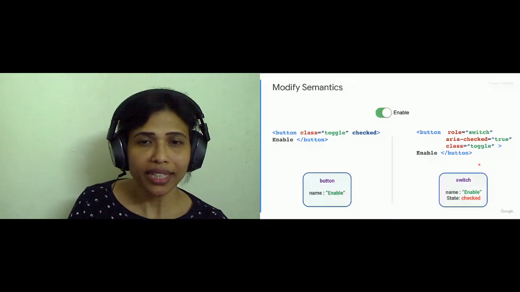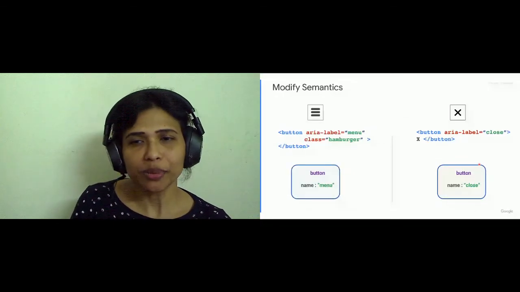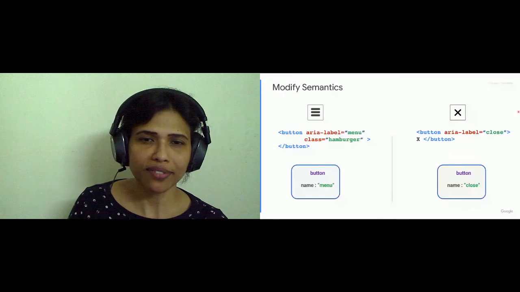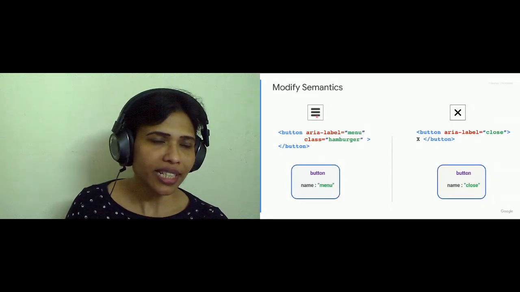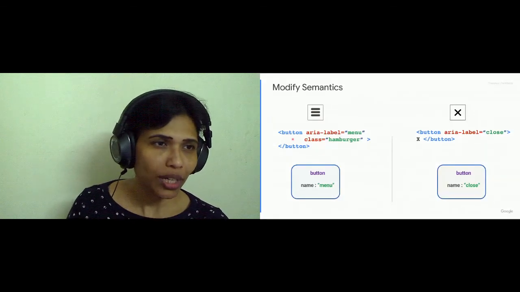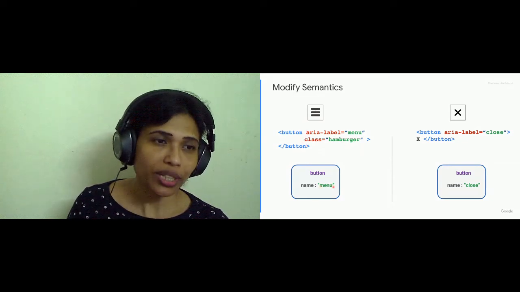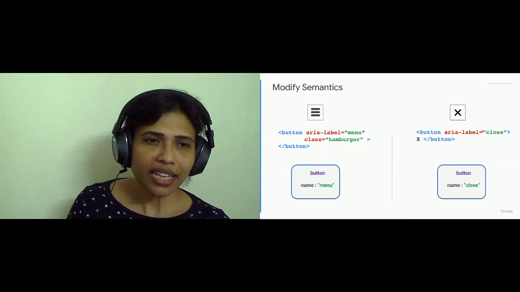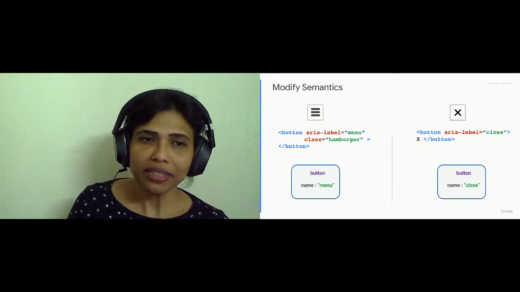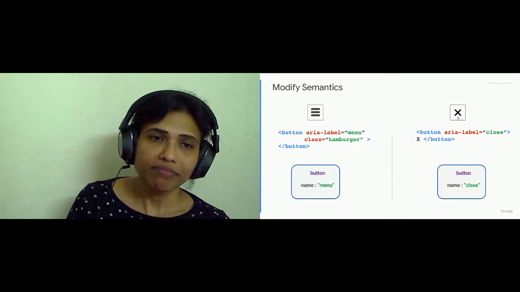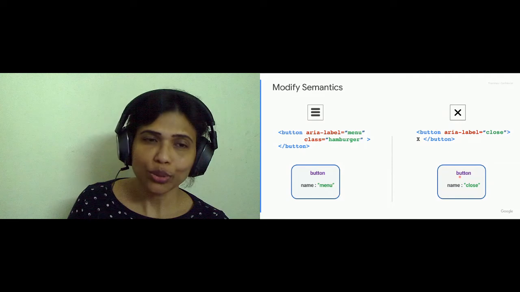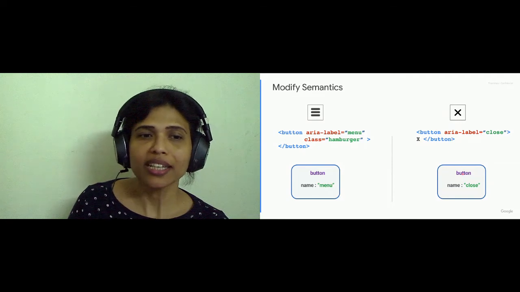For example, ARIA can add extra label and description text that is only exposed to assistive technology APIs. Here in this example, you have a hamburger menu, but there is no label inserted. But since we have put in an ARIA label, the screen reader is going to read it out as a menu button. In this case, we have an ARIA label and there is also a label on the button, which is X. When you have a button label and an ARIA label, the ARIA label takes precedence. So the screen reader is going to read it as closed button.